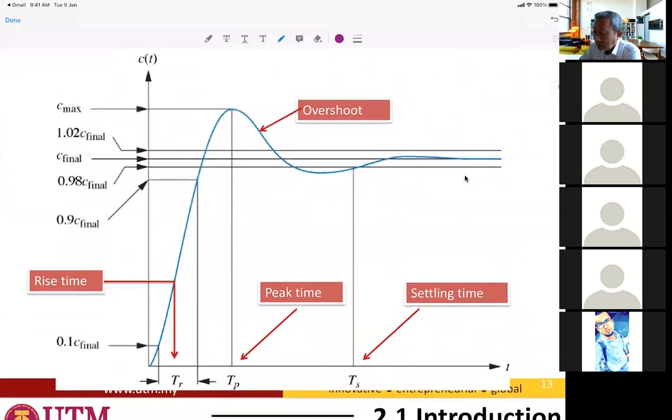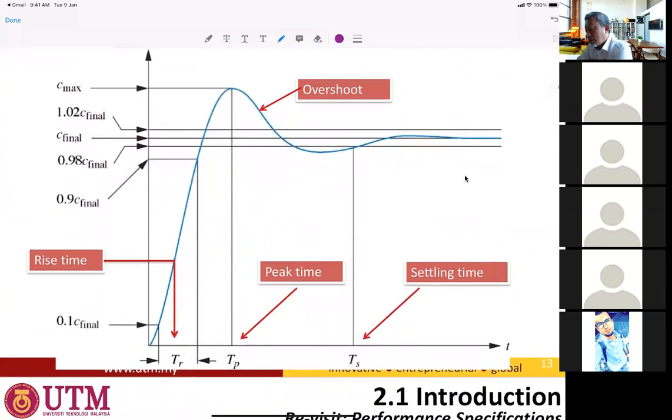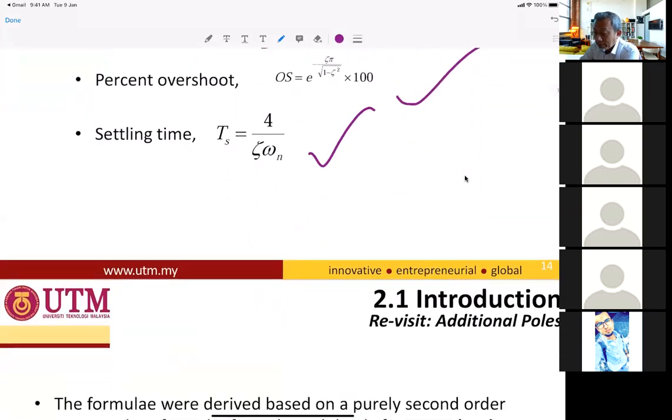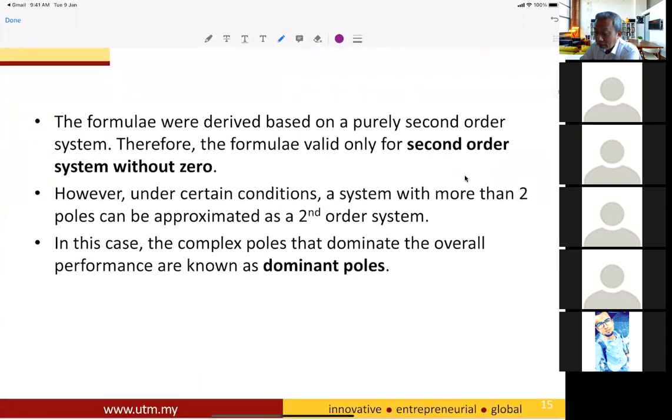For the second order system, we have some formulas that represent the rise time, the peak time, and the settling time, including the overshoot. The peak time is Tp equals pi divided by omega d, which is pi divided by omega n times the square root of 1 minus zeta square. Overshoot is exponent of minus pi zeta over the square root of 1 minus zeta square, multiplied by 100. And Ts is equal to 4 divided by zeta omega n. The formulas were derived based on a purely second order system.